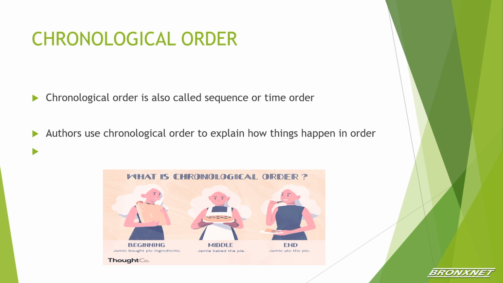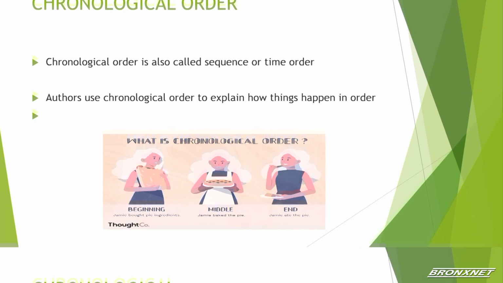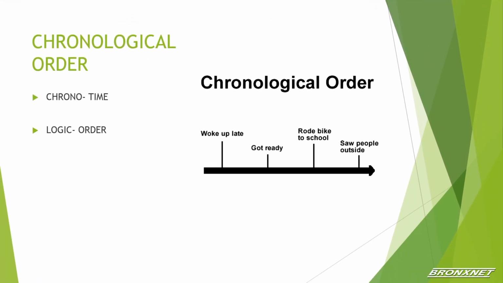You see Jamie. At the beginning, she bought the pie ingredients. In the middle, Jamie baked the pie. And in the end, she ate the pie. Also remember that chrono, from chronological order, means time. Logic means order. So here's another example. You woke up late, you got ready, you then rode your bike to school, and of course you saw people outside.